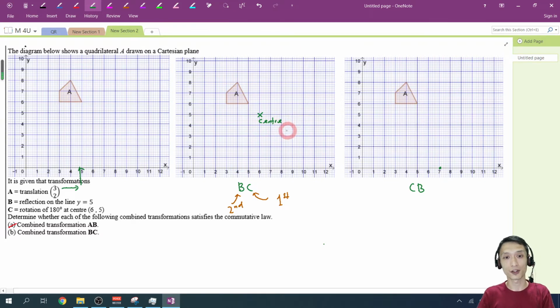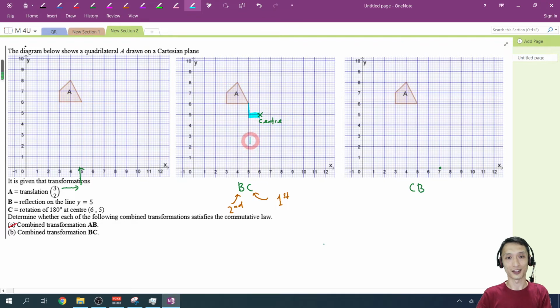Let me label it first. So here, I'm going to use an L shape to help me determine the image of this object under this transformation C, 180 degrees. You will notice that the question does not tell you clockwise or anti-clockwise because here it is 180 degrees. If you go clockwise or anti-clockwise, both of them are actually the same. Okay, let me use the L shape to help me get the image.